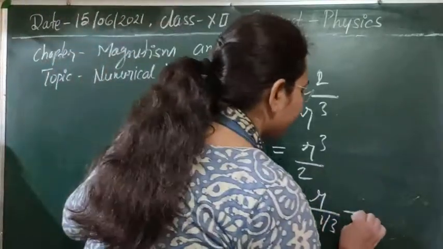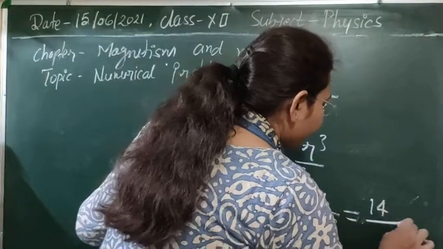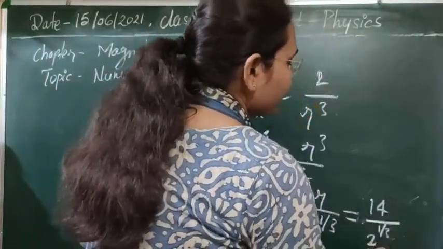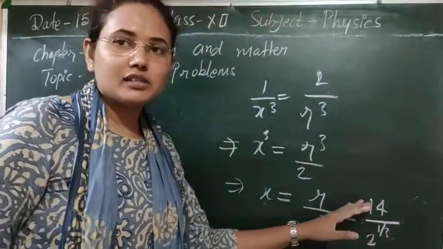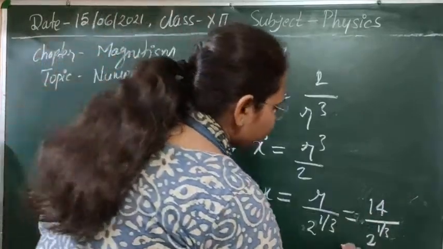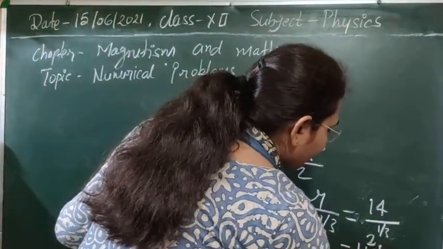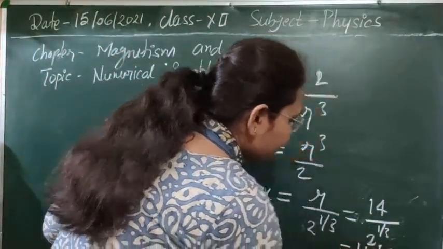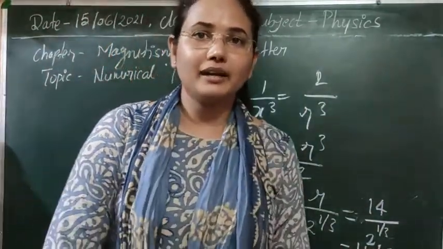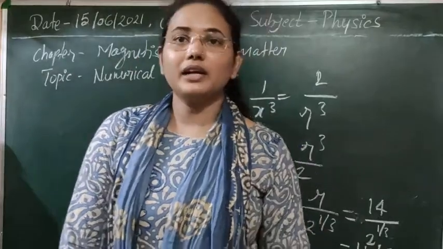Now you can put the value of r. The value of r was given as 14 centimeter, and 2 power 1 by 3, its value you can put and solve, and after solution we obtain the value that comes out to be near about 11.11 centimeter. So this is now the position of the null point when we have rotated our magnet by 180 degree.